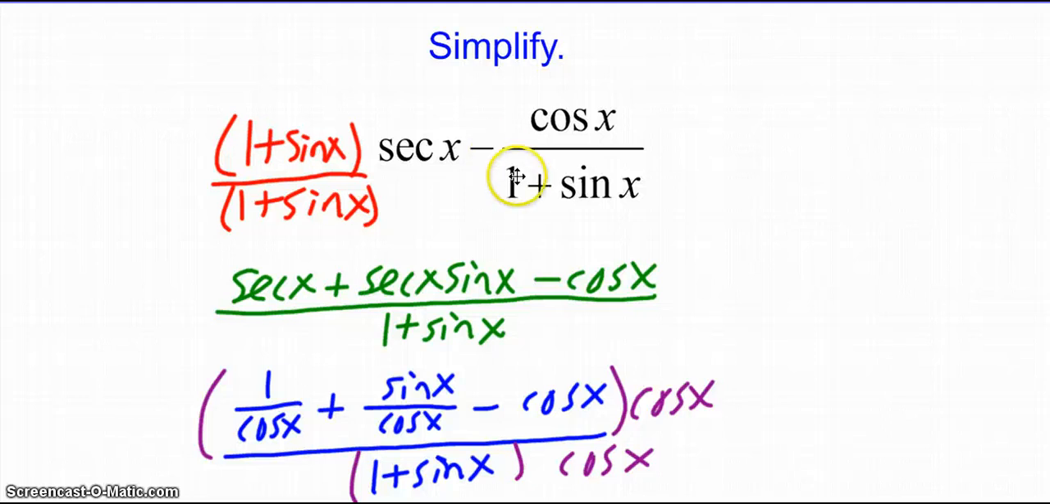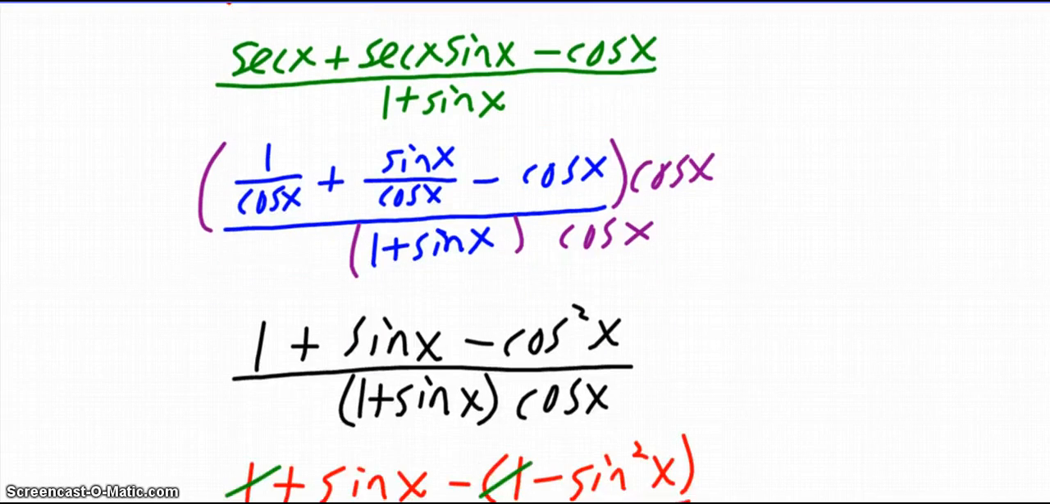So my first one, this is going to be the longer one, I wanted to get a common denominator, so I multiplied the top and the bottom of secant by 1 plus sine of x. I distributed the secant, so I ended up with secant of x plus secant of x times sine of x, and then minus cosine of x all over 1 plus sine of x.